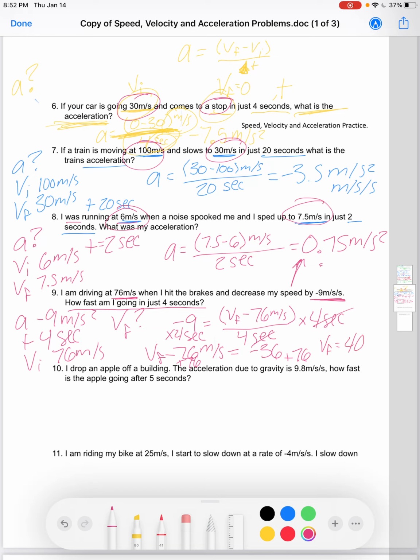So the final velocity is 40 because this is a negative. Okay.